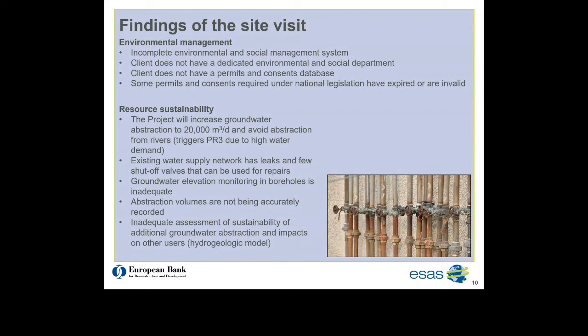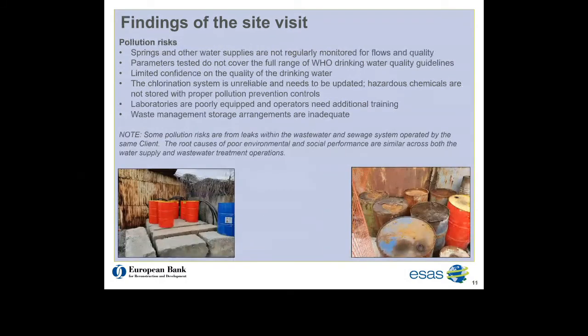The groundwater elevation monitoring in the boreholes was also found to be inadequate, with limited monitoring being done. And as a consequence, the abstraction volumes were not being accurately recorded, which has a knock-on effect to them not being able to manage the aquifers from which they're abstracting in a sustainable manner. There was an inadequate assessment of the sustainability of additional groundwater abstractions which would be needed, or assessment of what impacts that abstraction might have on other users in the areas, for example, local independent community wells, personal wells, agricultural wells, and the like.